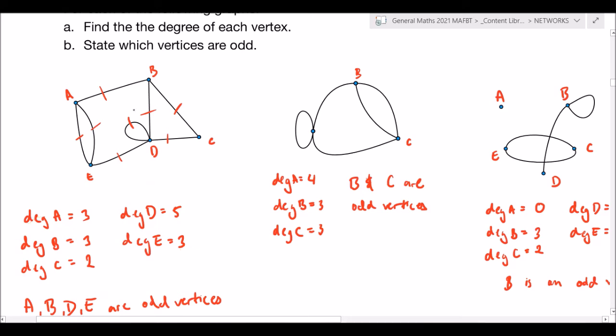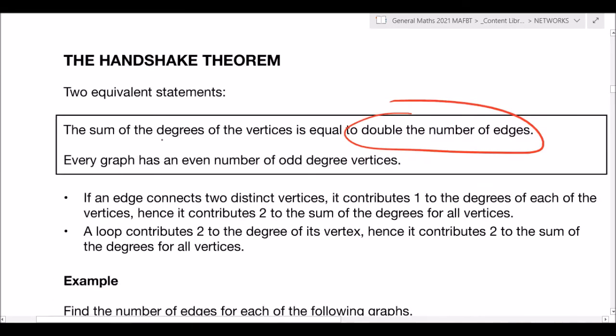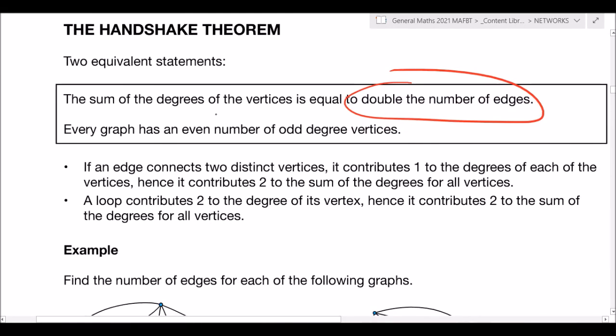According to this, there are 8 edges, so that means the total degree is 16. If you add this up, 3 plus 3 plus 2 plus 5 plus 3: that's 6, 8 plus 5 is 13, plus 3 is 16. So that makes sense. This statement is saying the sum of the degrees in a graph is equal to double the number of edges.